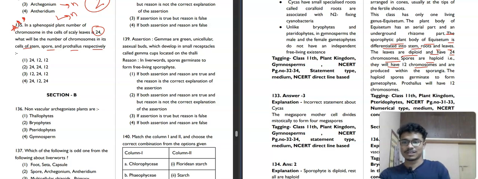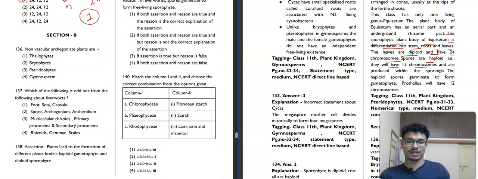What are these? The sporophytic scaly leaves. So 2n here is 24, that means diploid. Then the stem is diploid, that's why it will be 24. Then spore and prothallus both are haploid, that's why it will have 12 and 12. The first option will be our correct answer for this question. I will move towards the next question, question number 136.